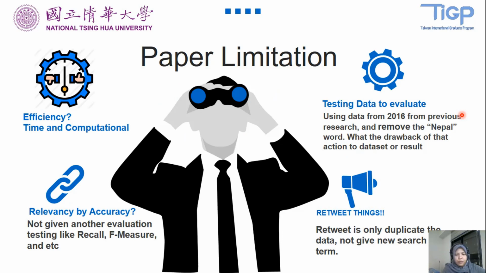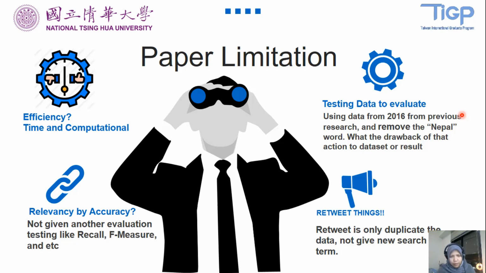Okay, so now we have a discussion about the paper's limitations. In my opinion, this paper has four limitations. The first is efficiency, like time and computation. The second is testing data, which uses data from 2016 from previous research and removes the noisy words. What is the drawback of this dataset? In my opinion, slang and the type of words that people use change over time. I think the 2016 dataset is stale, so maybe they could find a new dataset.